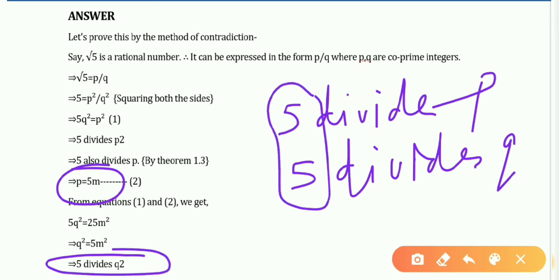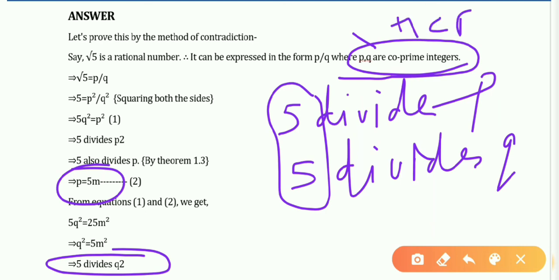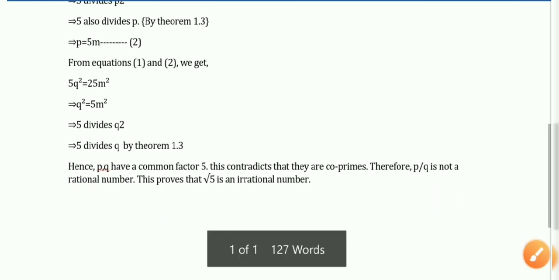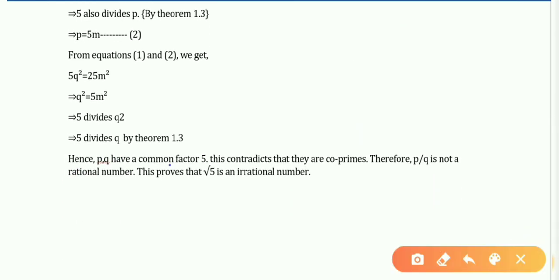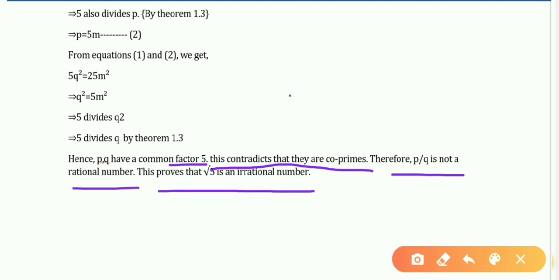In the starting, I wrote that p and q are co-prime integers, meaning there is no common factor other than 1. Here the HCF is 1 only, but here the common factor is 5. So this is a contradiction. It means p and q have the common factor 5, and this contradicts that they are co-primes. Therefore root 5 is not a rational number. So what does this mean? This proves that root 5 is an irrational number.